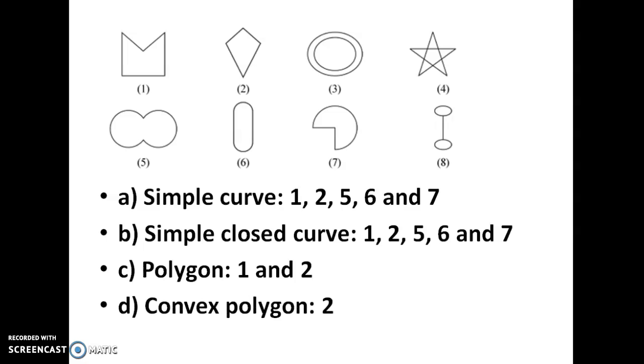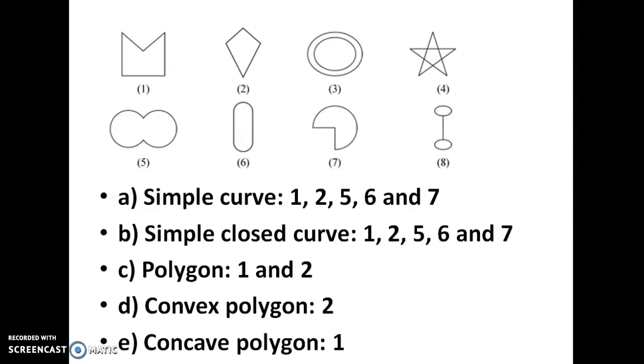Okay, then convex polygon. Okay, convex polygon means what? The diagonal should lie within the figure, then it is called convex polygon. If you see like that, only number 2 is having like that. So from here to here we can draw one diagonal, and here to here we can draw one diagonal. So both the diagonals will lie inside the figure. So this is a convex polygon.